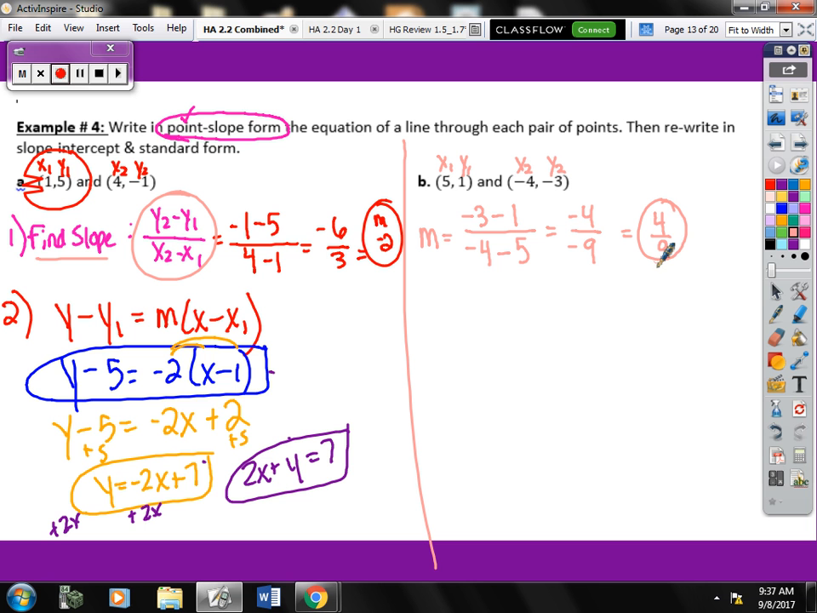So the directions ask us to do point slope form first. So that's what I would start with. I'm going to substitute in my point and my slope.